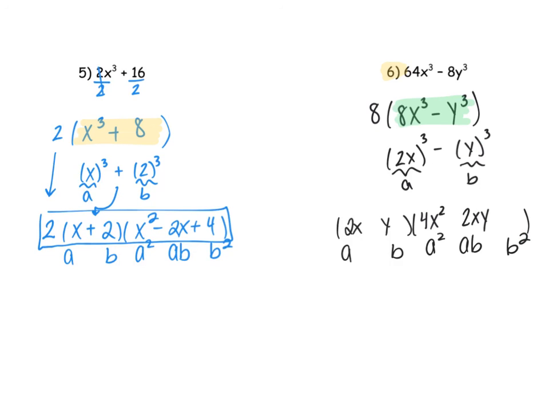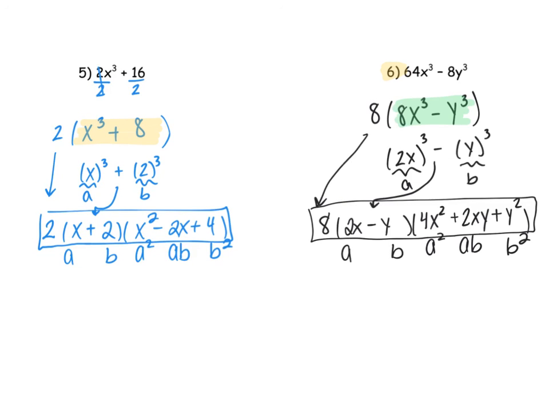Take this y term and square it. I just get y squared. Bring my sign down. Same, opposite, always positive. And then my last but not least is bring down that 8. And this is your final answer.